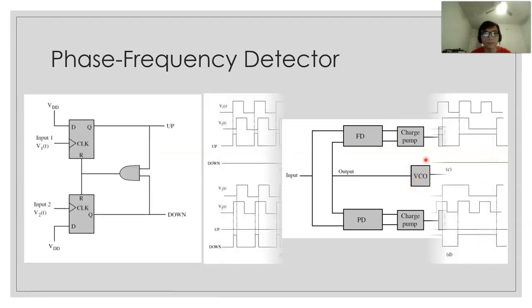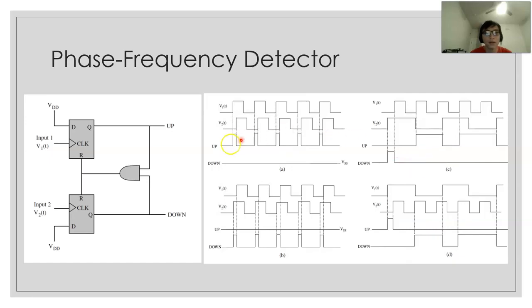So a new design came along that uses these two different graphs to detect phase and frequency. As you can see here, you can detect the phase difference in these two graphs, and the frequency difference can be detected using these two graphs. It can detect both phase and frequency difference.